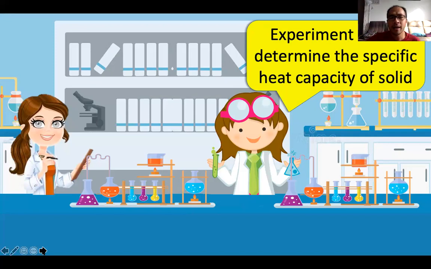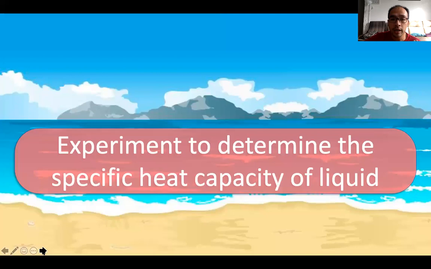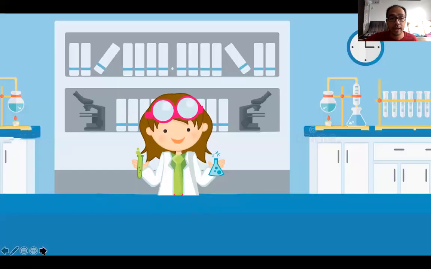It is a little bit difficult for us to determine the specific heat capacity of a gas in the lab, which is why at Form 4 level, we only focus on how to determine the C of a liquid and the C of a solid. Whenever I say C, it's the letter C, which is specific heat capacity. So let's talk about the experiment to determine the specific heat capacity of a liquid. This is found on page 129 in your textbook, so you can take a look at it.